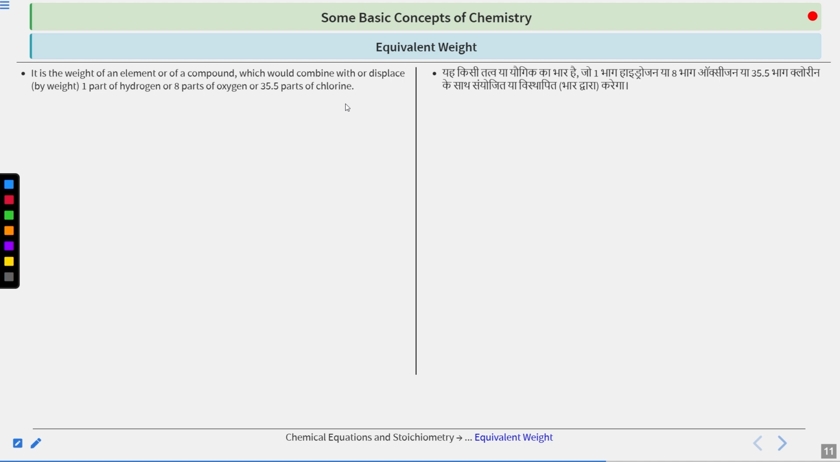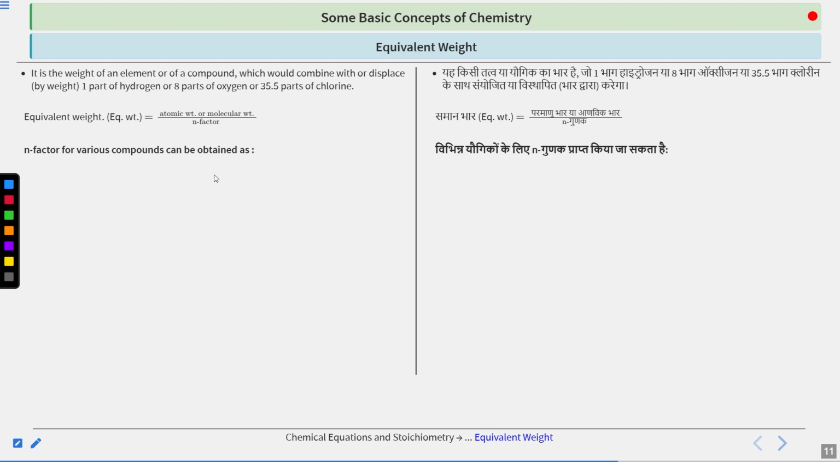Suppose you are combining an element and it is replacing 1 part of hydrogen, meaning it is forming a monohydride. That is the meaning of this. If you are combining with oxygen and 8 parts have been removed, it is that thing. Let us see that. For example, it is calculated in this way: atomic weight or molecular weight divided by n factor is equal to equivalent weight.